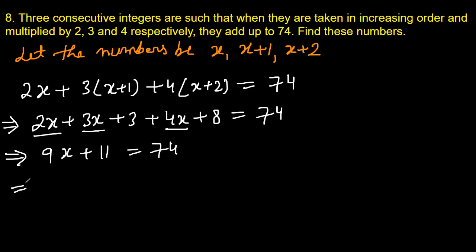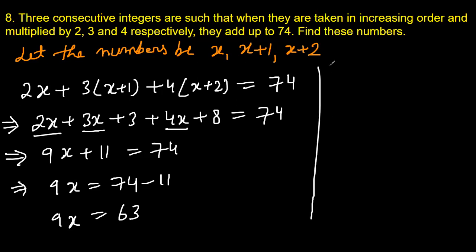Now we would like to find the value of x. So 9x is equal to 74 minus 11. 74 minus 11 is going to be 63. So 9x is equal to 63. Once you get 9x is 63, that means x is equal to 63 divided by 9. 63 divided by 9 should be 7. That means x is 7.